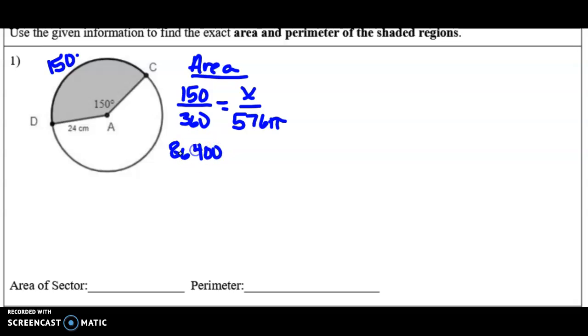86,400, and that is pi equals 360x. And then if you divide by 360, x is going to be 240 pi. And I love that answer.